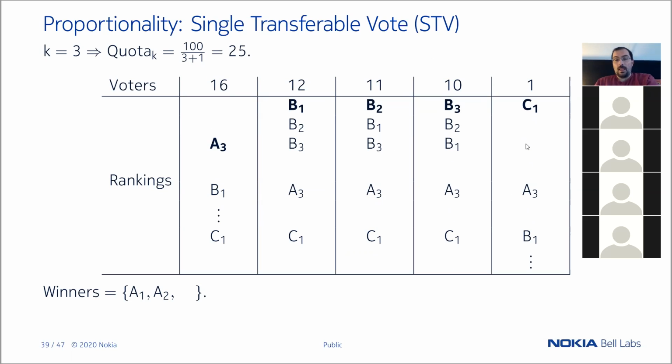I remove them. Then now I have C1, who has only 1 vote. I remove C1 also. Then I will need to remove B3, I guess. So B3 disappears. Now B2 has 11 plus 10, which is not enough. So I will remove B1, I guess. Yes, I remove B1. And now B2 has 12 plus 11 plus 10 votes and reaches the quota.